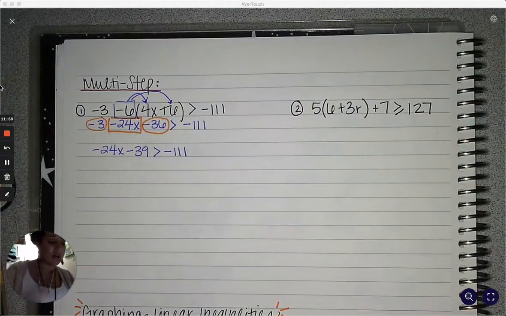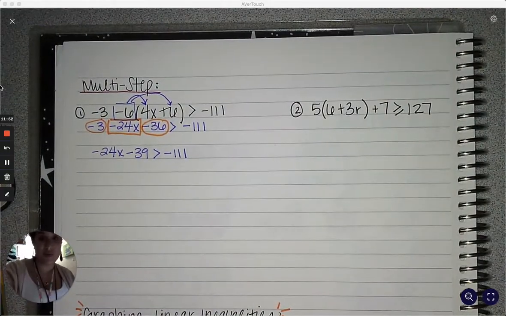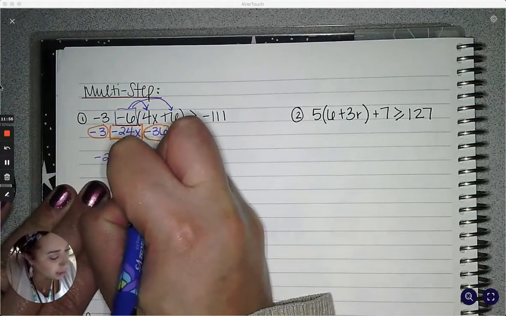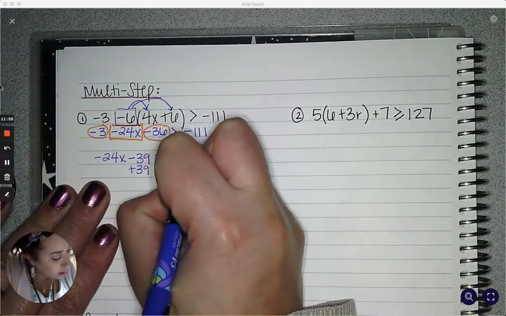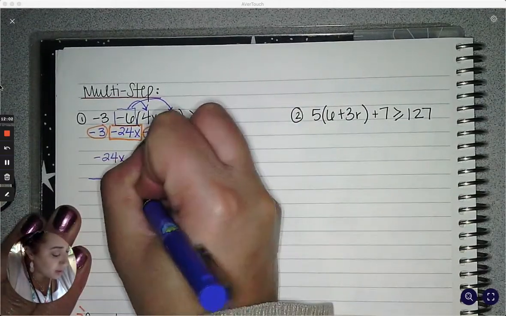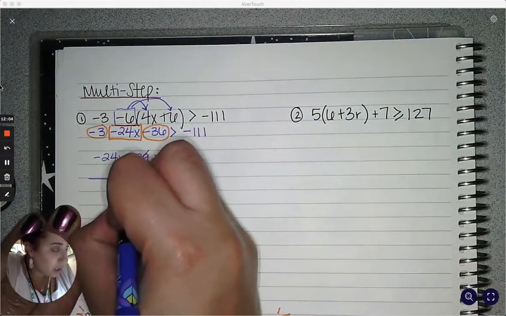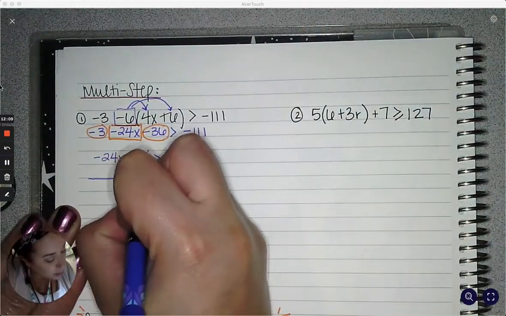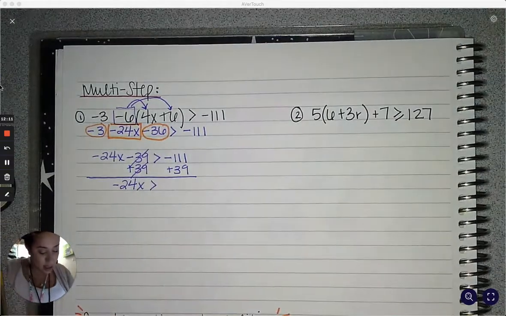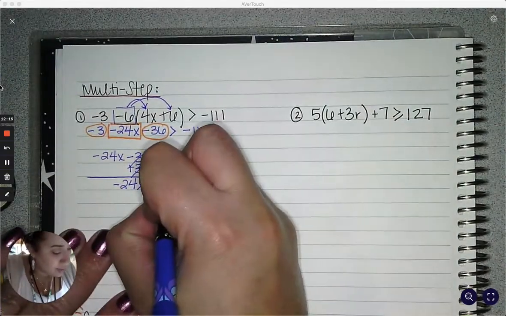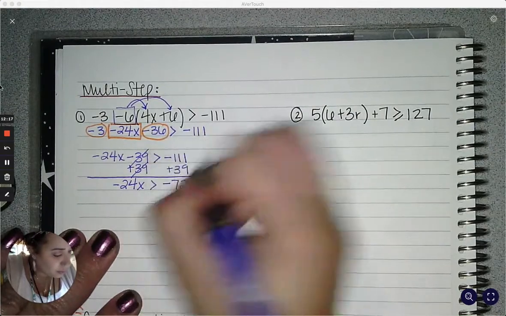Okay, so now we're back to the types of problems that we know. I'm going to add 39 to both sides. So these zero out, and I have -24x is greater than -111 plus 39, which is -72.